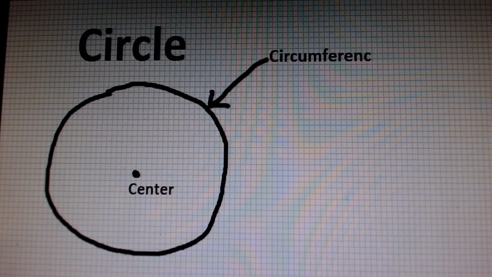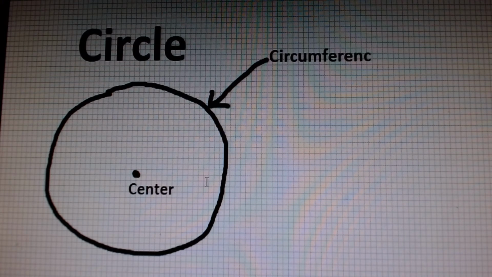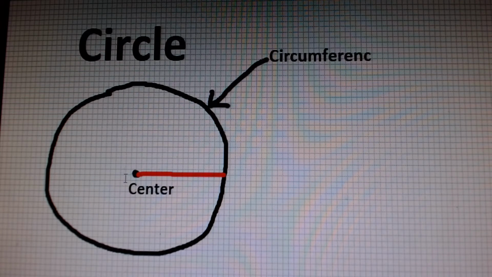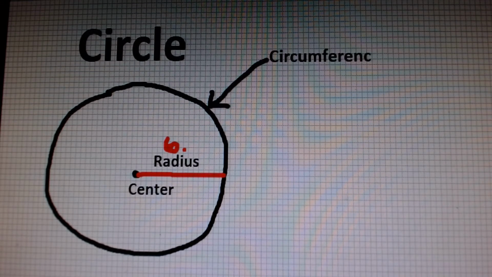Okay? So if we're given the radius, we start from the center part of the circle and we go to the edge, to the part of the circumference, and we draw a line. This line is half the distance of the diameter. The diameter goes all the way from one side to the other, but when you have half the distance, it's called the radius. Okay? So let's say the radius in this circle is, we'll say, 6.4.